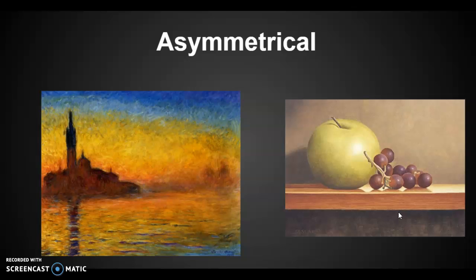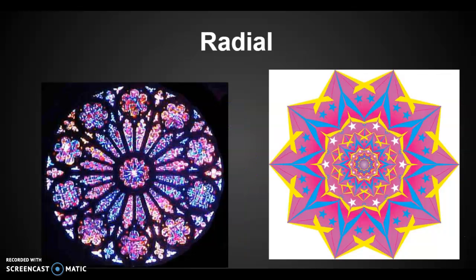Asymmetrical. So like I talked about, like a tree, this has an apple on one side that takes up a big amount of space, and then you have lots of little things over here that take up a similar amount. Same thing with the darker buildings on one side, and you have lighter ones. So asymmetrical, and then radial, like with the stained glass windows, that kind of thing.